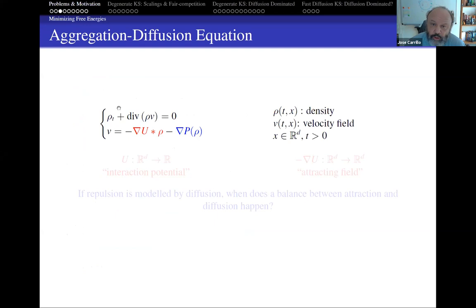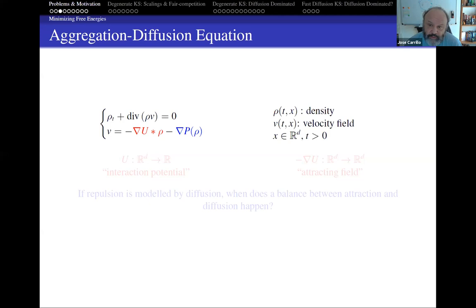So we can think about them as continuity equations, where the velocity field has two parts. One part which is non-local and is given by the convolution with a potential that is usually called interaction potential. I'm going to denote it by U, which I assume is symmetric. And in most of the cases I'm going to discuss today, it is a fully attractive potential. So this is an attractive force. And then there is a second part in the velocity field, which is given by the gradient of a non-linear function of the density, which we refer to as the pressure function.